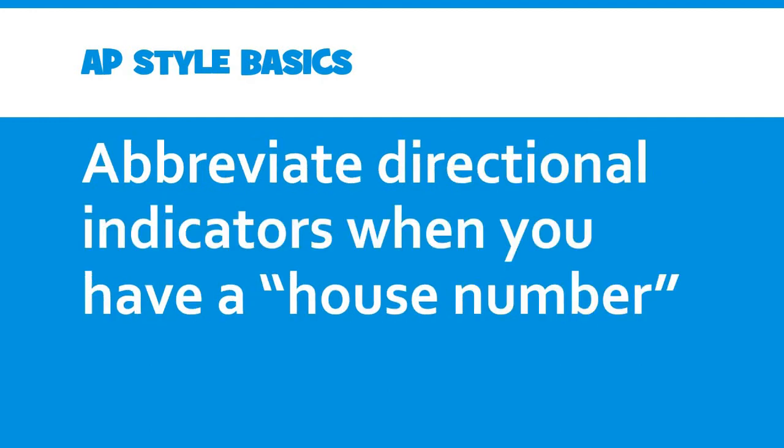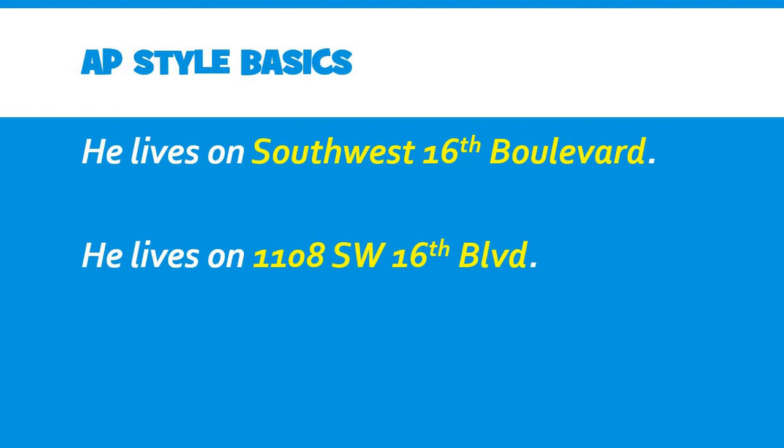Also, if you live in an area with directional indicators, you abbreviate those when you have a house number, but only when you have a house number. So the difference is he lives on Southwest 16th Boulevard. Southwest is our directional indicator. However, we would write that out if we don't have a house number, but when we do, if it is 1108 Southwest 16th Boulevard, because we have 1108 as a house number, we abbreviate Southwest SW. And we can abbreviate them that way, no periods, SW, NW, etc.